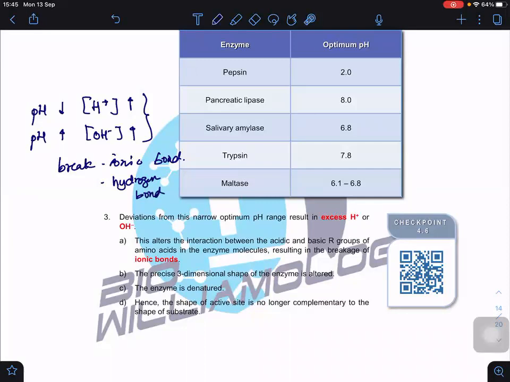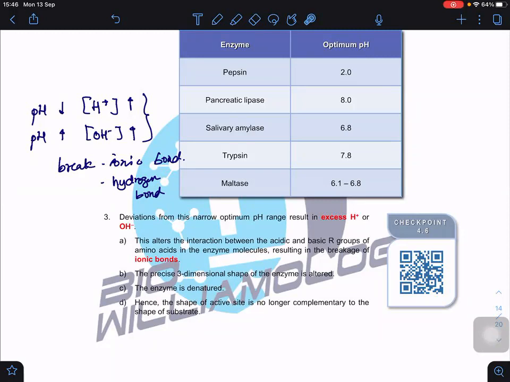Are you clear? So it means that deviation of pH will firstly break the ionic bonds and then continue with the hydrogen bonds. And always remember, it's a deviation of the pH, not pH itself. pH cannot break the bonds, right? Okay, only the deviation of pH. So the alteration of the interaction of the acidic and basic R groups results in the breakage of the ionic bonds. Again, the precise three-dimensional shape of the enzyme is altered, is changed. Therefore, the enzyme is denatured. The shape of the active site is no longer complementary to the shape of the substrate, so the enzyme doesn't work at the maximum rate or even can't function at all.